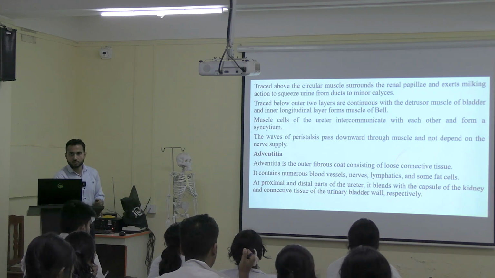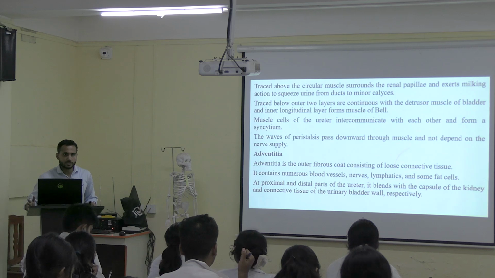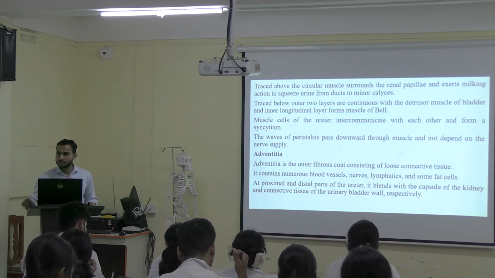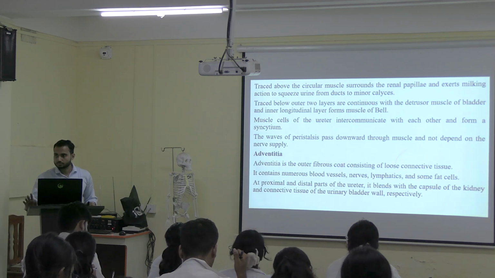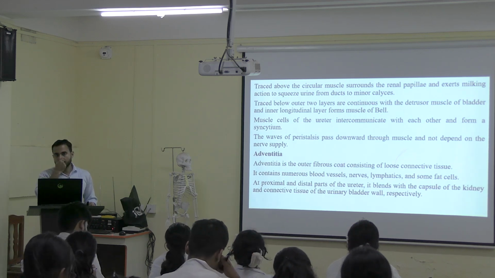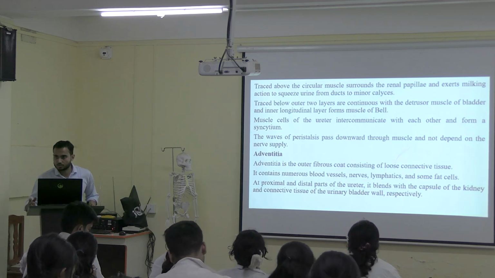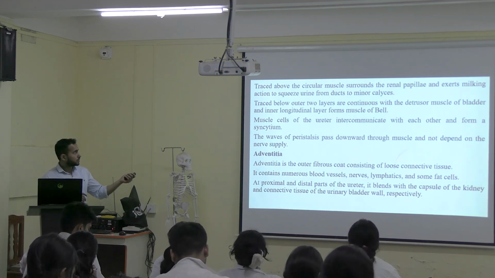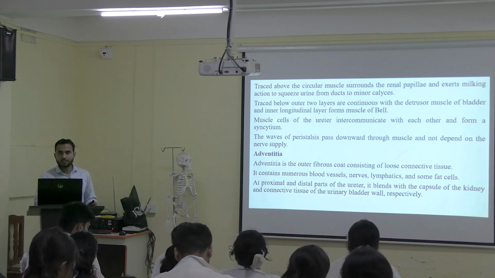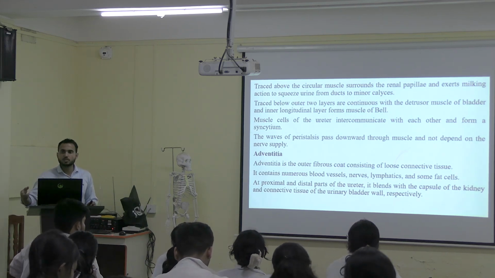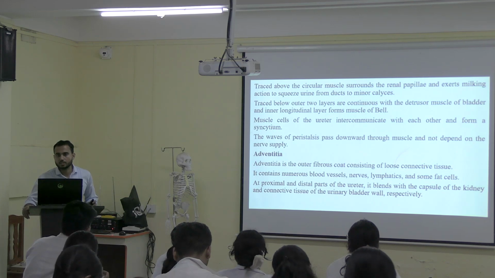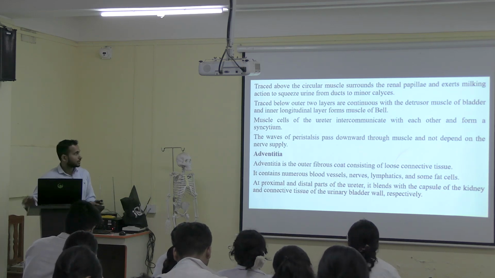bladder. You have studied about the urinary bladder, right? Urinary bladder is very important. That day also I have mentioned. Those who have not studied, please study about the urinary bladder. Now in the urinary bladder, you know that the smooth muscle of the urinary bladder is called the detrusor muscle. So the outer two layers of the ureter, if you trace below, will continue with the detrusor muscle of the urinary bladder.